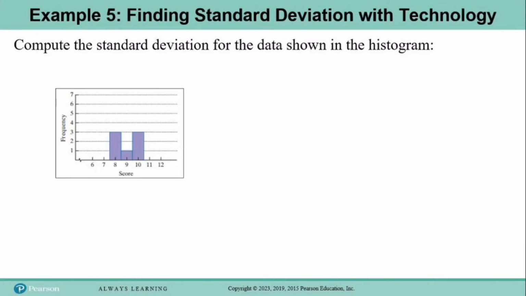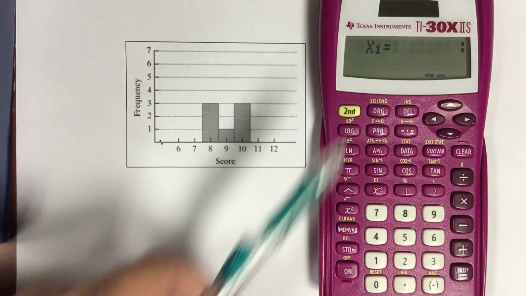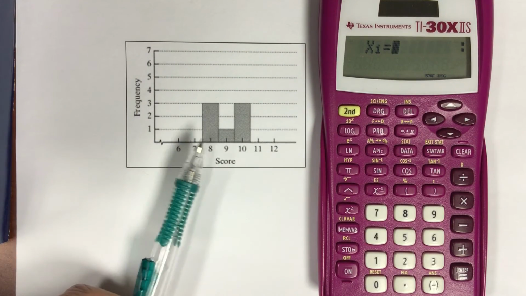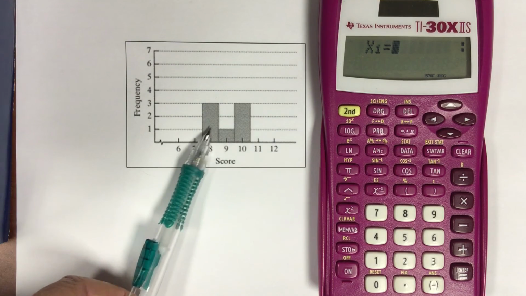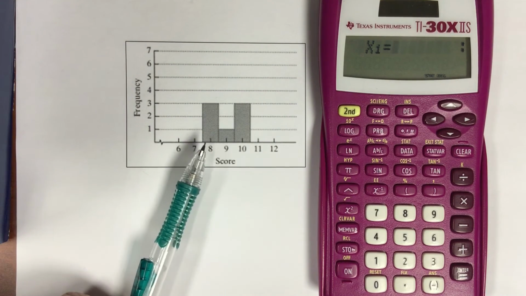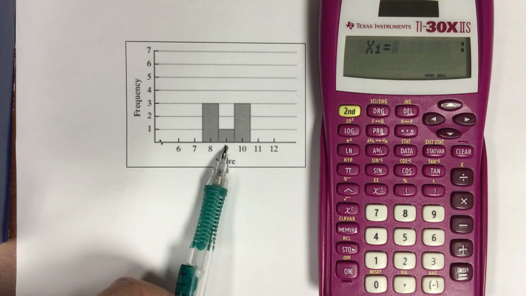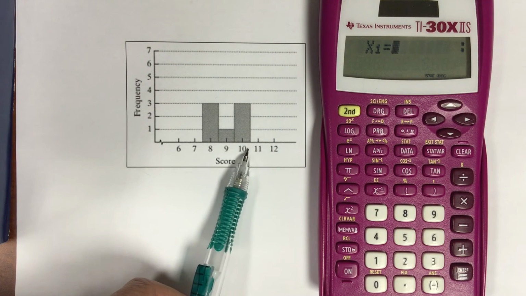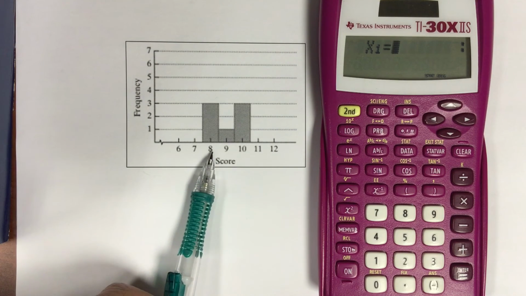And now in example 5, we're going to compute the standard deviation for the data shown in this histogram. So here I am back at the calculator, and I'm all ready to enter a new data set. And really, if you know how to read this histogram, you can get the data from the histogram, and that's really the point of this example. So notice that there are bars over the 8, the 9, and the 10. So those are our data values, and the height of the bar tells you how many times each data value occurs.